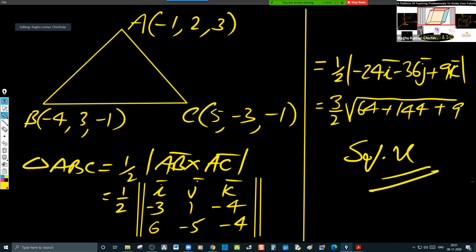So make use of the vector formula to find out the area of the triangle, please. To find out the area of the triangle.